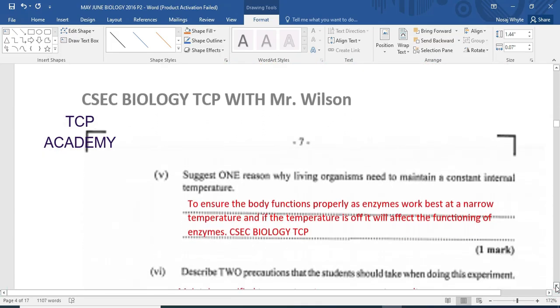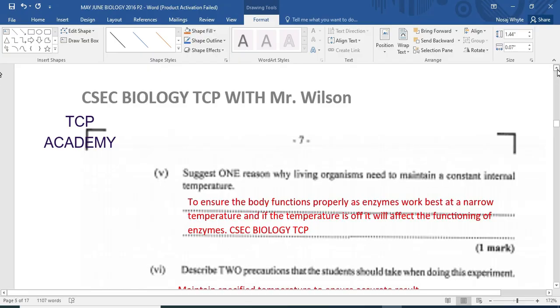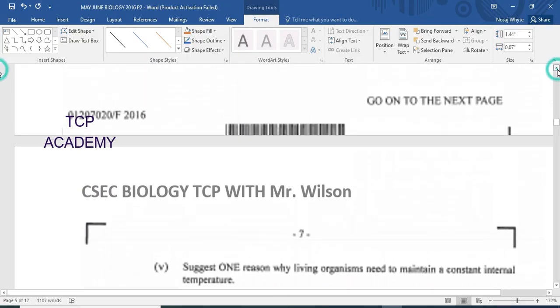We're moving on to the other question, and I did promise that I'm just going to try to show you the question only. So, just one reason why living organisms need to maintain a constant internal temperature. Well, most organisms would have a constant internal temperature for the most part. And we're looking at homeothermic organisms. Here we're not looking at the poikilotherms, which regulate their temperature using external means. Homeotherms regulate their temperature from within.